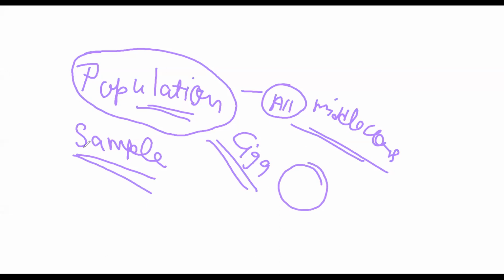Next is sample. As everybody knows, a sample is a part of your population. If I say this is a population, then you will withdraw a sample from your population. But we cannot withdraw a sample just any way. There is a rule: your sample should be representative of your population.